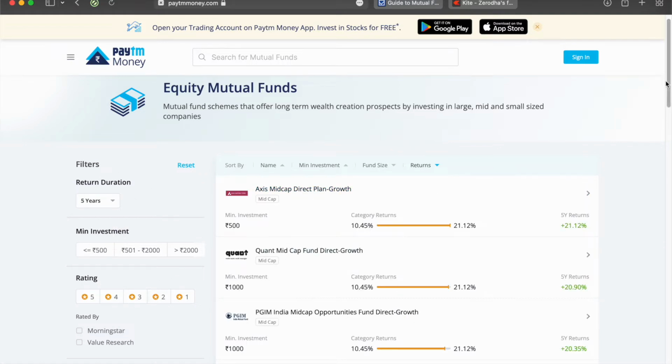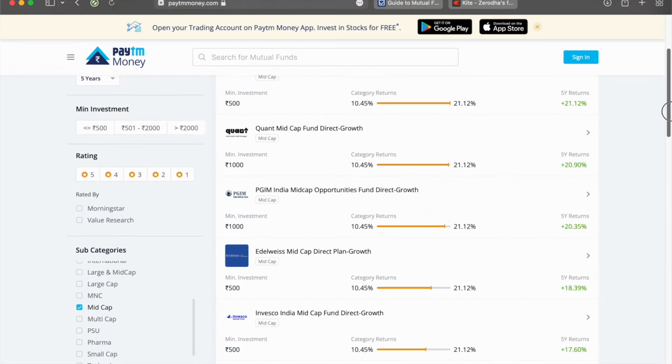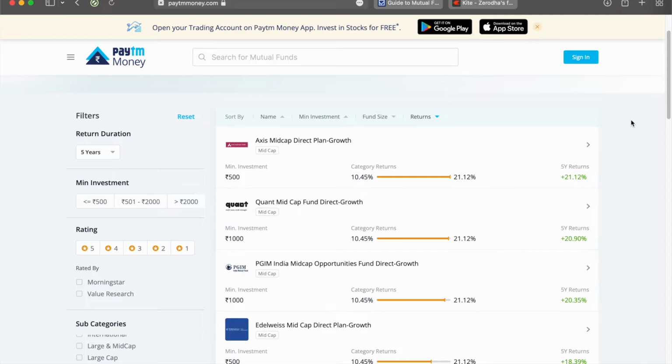Now, you guys can see we have quite a lot of funds over here. Now, how to analyze all these funds, like which one is the best? Of course, we are not going to go solely on the returns. Like if this fund is giving me a 20% return, this has supposed to be the best. No, this is not the case.